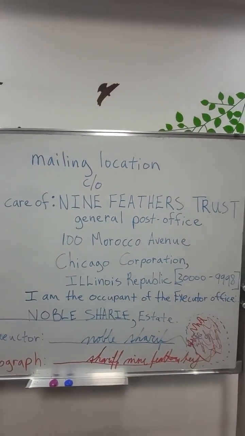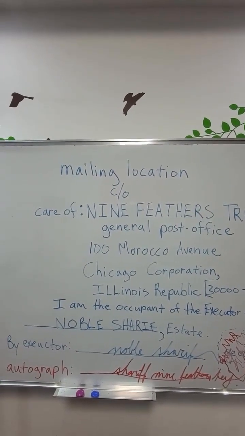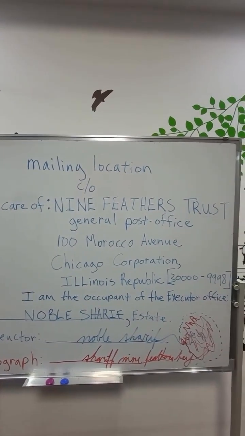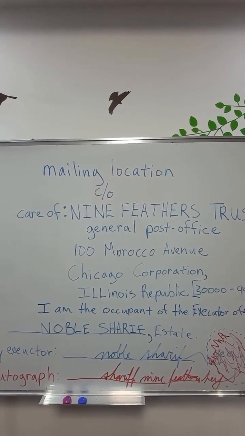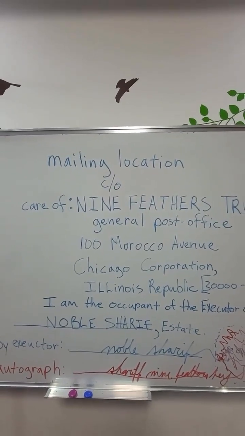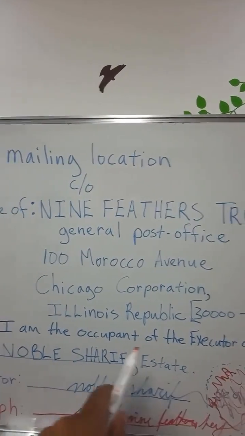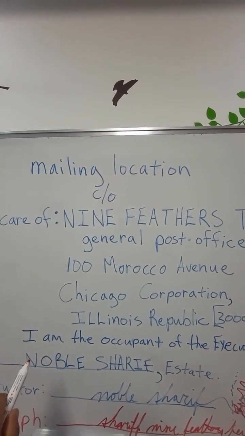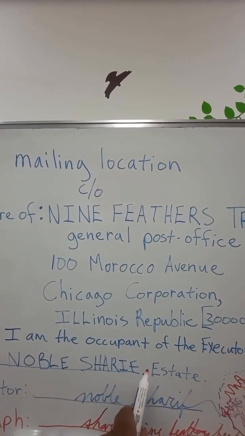Now, I would only advise using this if you're all right with revealing what the straw was, because some Moors don't even like to reveal what the straw was, right, to any agents. And in that case, there's another way you can do this. You can simply say, I am the occupant of the executor office, and whatever your estate is going to be, you're going to write the name of it here in all caps, right?